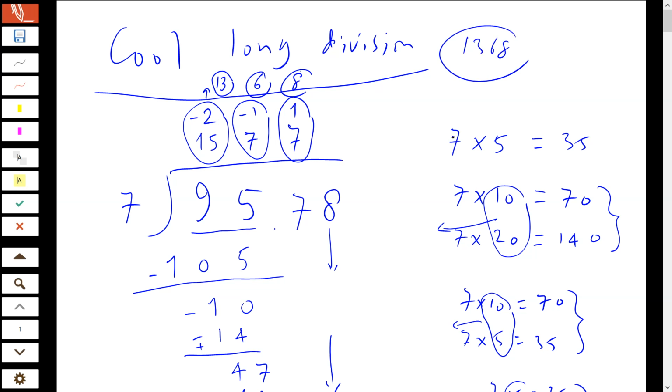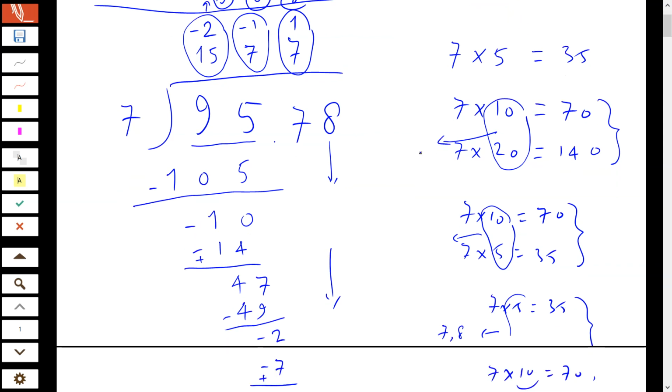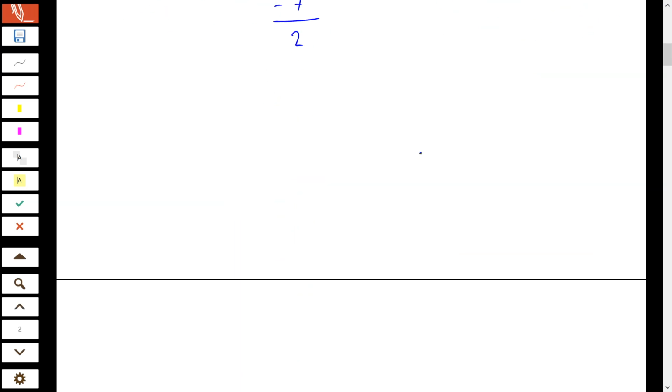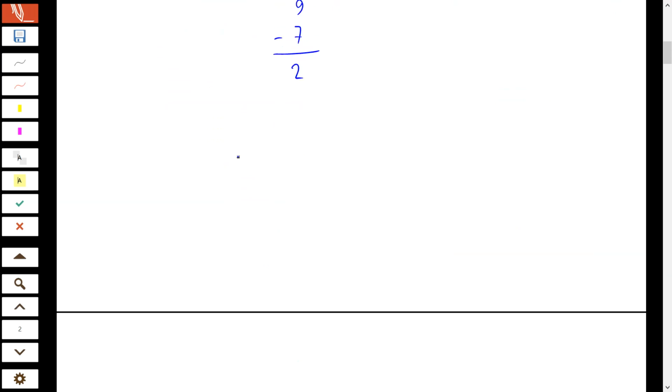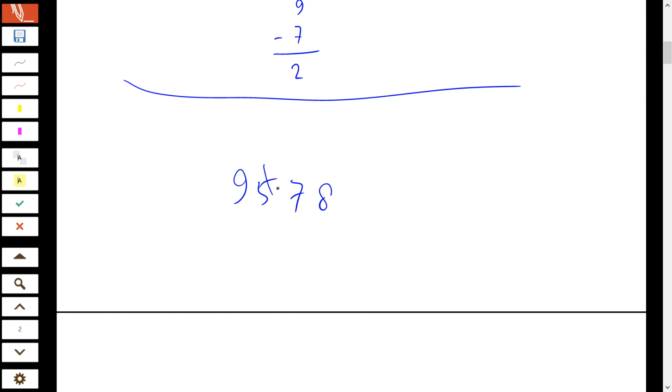Now let's complicate this question even more. I will start with this 9578 again. Actually, let's write it down. Okay, sorry.